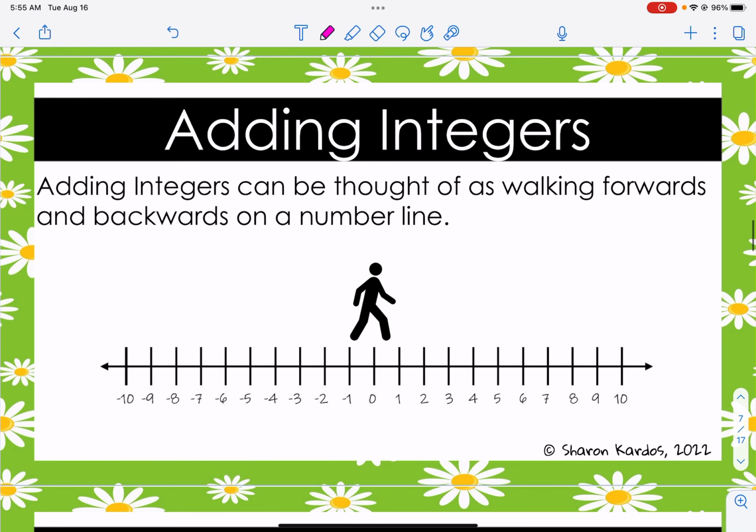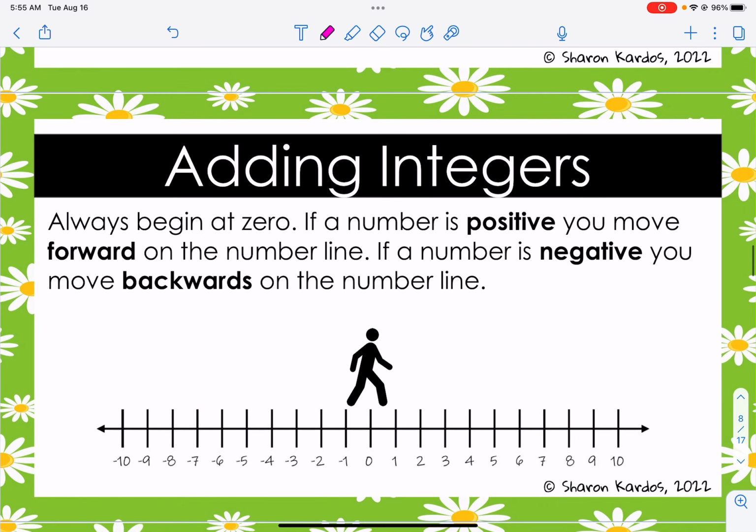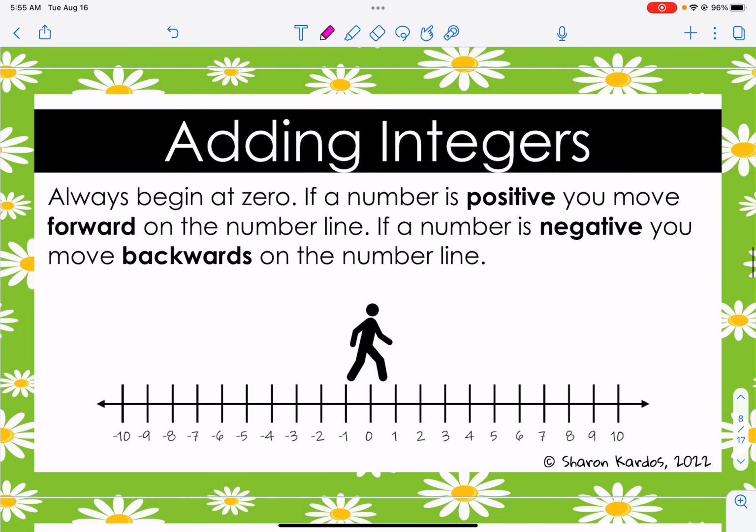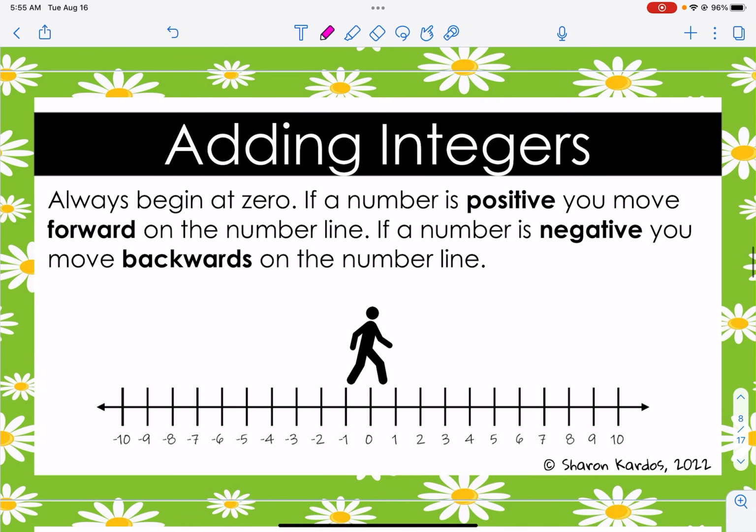So let's begin. Adding integers can be thought of as walking forwards and backwards on a number line. We're going to always start at 0, just like we would if we're trying to graph on a 4-quadrant grid. If a number is positive, we're going to move forward on the number line, and if a number is negative, we're going to move backwards. Forward to the right, backwards to the left.